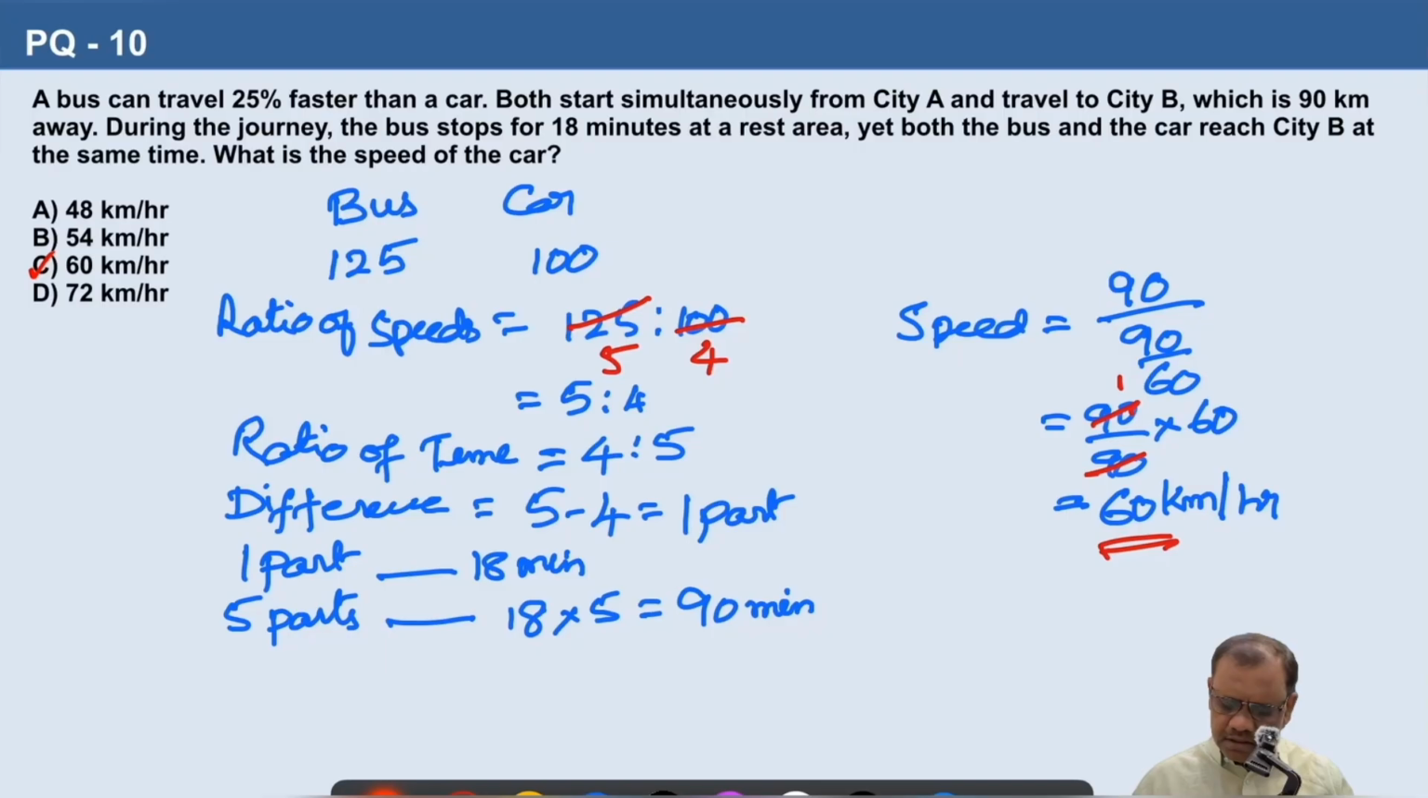So here, instead of finding the 5 parts, if you found out 4 parts, you will get the timing of the bus, and then you can find out the speed of the bus also, 90 divided by whatever is the timing of the bus. That gives the speed of the bus. So C is the correct answer here. Option C is the correct answer.